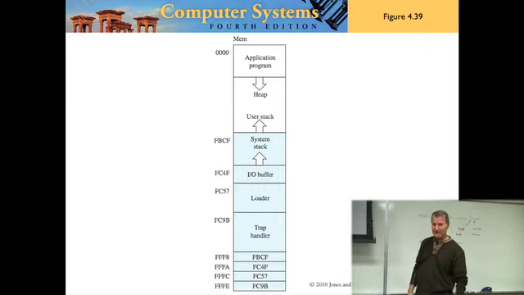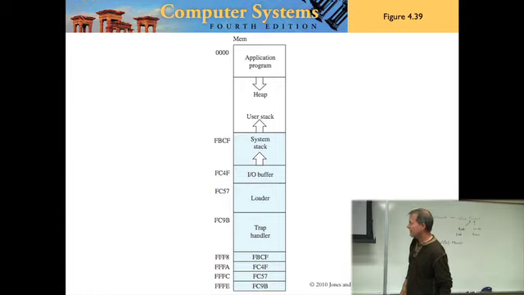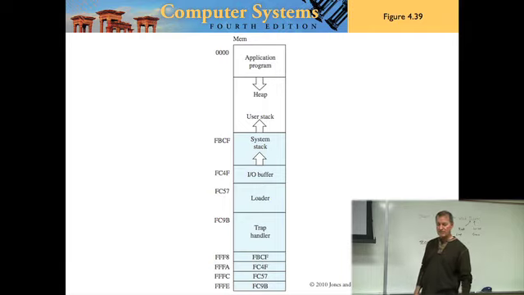Okay, so is the FC4F, that's the bottom of the system stack, not the... FC4F is the bottom of the system stack. FBCF is the bottom of the user stack. FC4F is the bottom of the system stack. FC57 is the first instruction of the loader, and FC9B is the address of the first instruction of the trap handler. Are you with me?